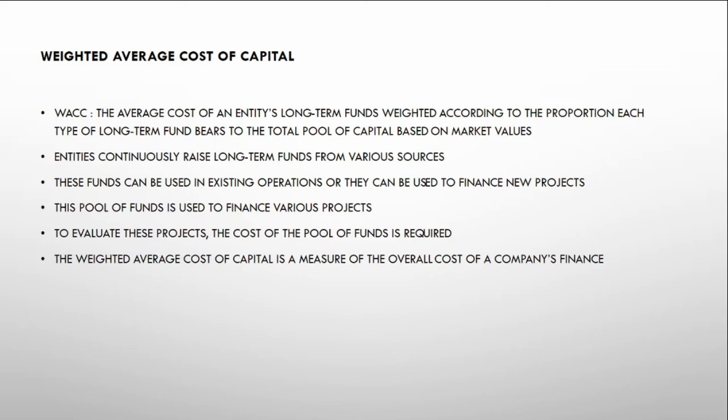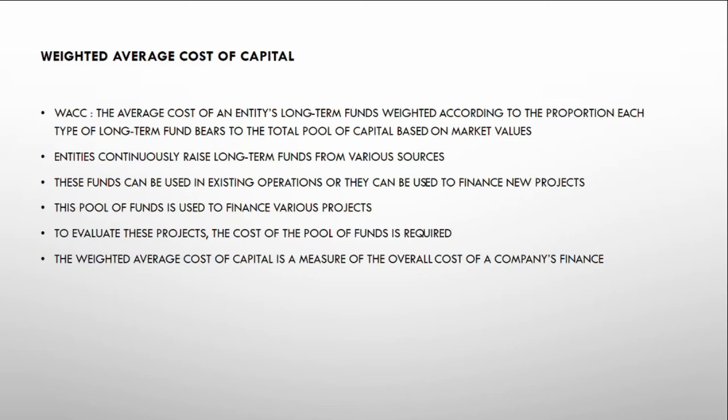And the reason we want to know a weighted average is that often a company is going to invest in various new projects. We want to calculate a weighted average cost of capital. And to calculate a weighted average cost of capital, we need to know the cost of capital of each type of long-term funds obtained. And one of the reasons we want to calculate a weighted average cost of capital is that entities are continuously raising long-term funds from various sources. The company is always obtaining new funds to invest in capital projects.